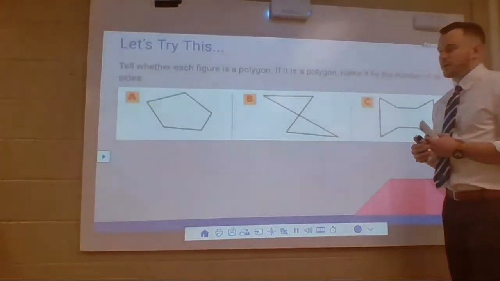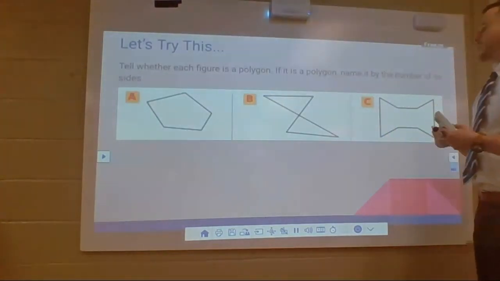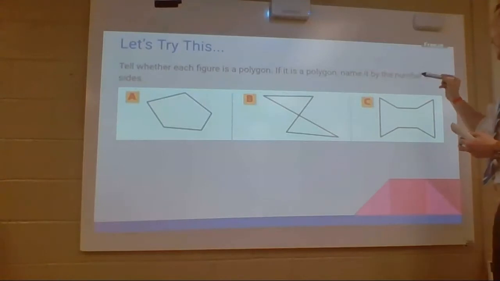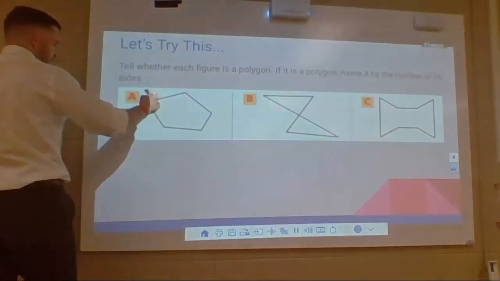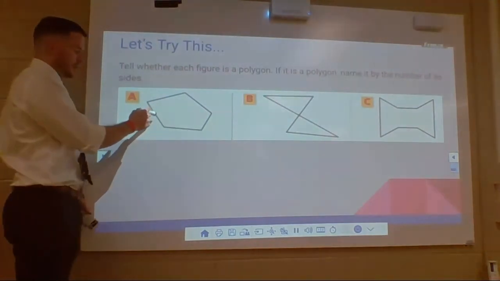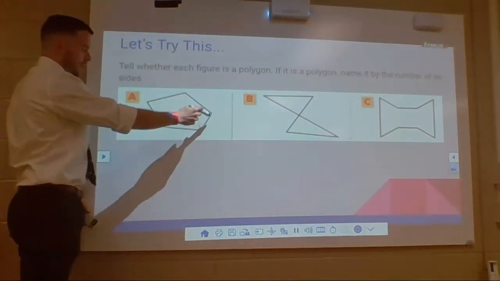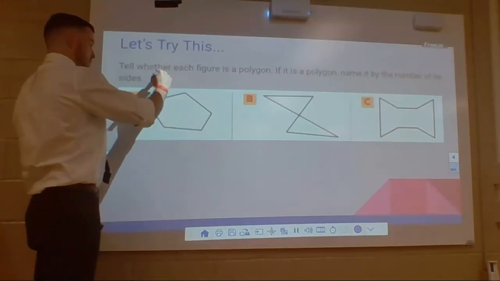All right, so let's try this. We want to tell whether each figure is a polygon. If it is a polygon, we want to name it by its number of sides. Okay, well, this is definitely a polygon. It fits the criteria that we mentioned earlier. It has 1, 2, 3, 4, 5 sides, so this is a pentagon.